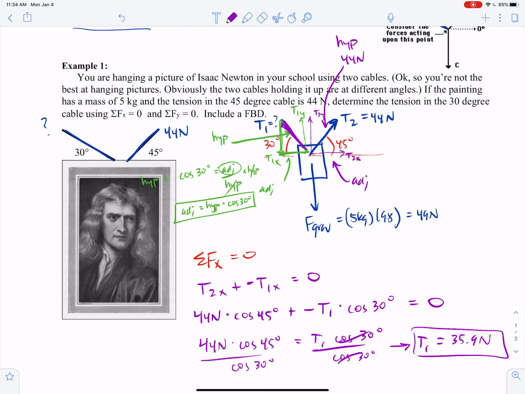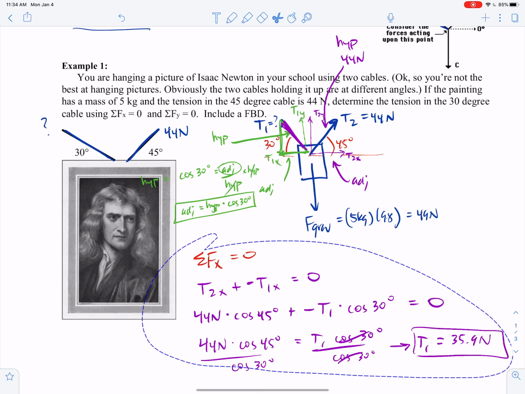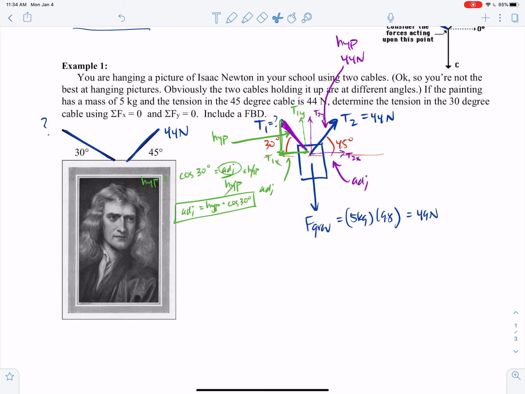What if I sum the forces in the y direction instead? Would I get the same answer? Let's find out. So let's go back, sum the forces in the y. Clean up our drawing here.